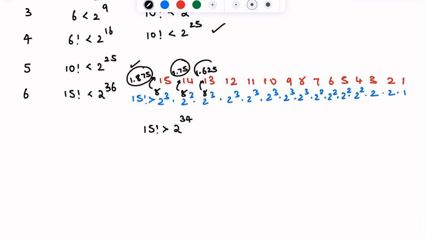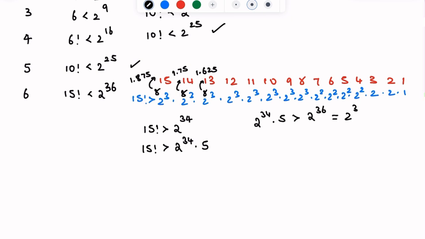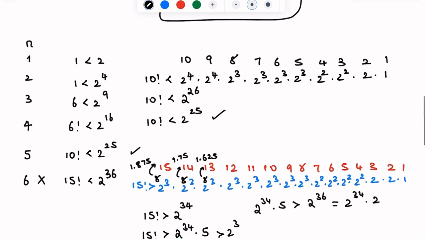So when I multiply these three numbers together, I get 5. So I know that 15 factorial is greater than 2 to the 34 times 5. And now we know that this number here, 2 to the 34 times 5, is definitely bigger than 2 to the 36, because 2 to the 36 is 2 to the 34 times 2. This inequality here does not hold for the number n equals 6.